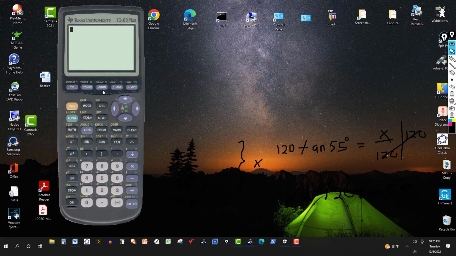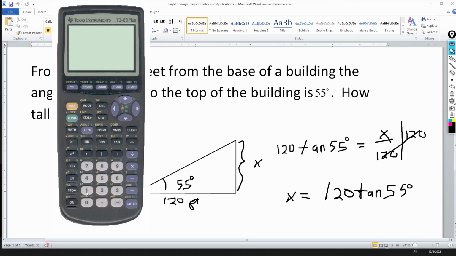Now the angle is given in degrees, so make sure that you check, because you can be dealing with degrees or radians. So we go to mode, and we want it in degrees. So it has it in radians. So I go down over to degrees and hit enter. There we have it. So now I just take 120 times the tangent of 55. And notice, since I have the calculator set to degrees, I don't have to put a degree symbol in the 55. The calculator knows that that's tangent of 55. Hit enter.